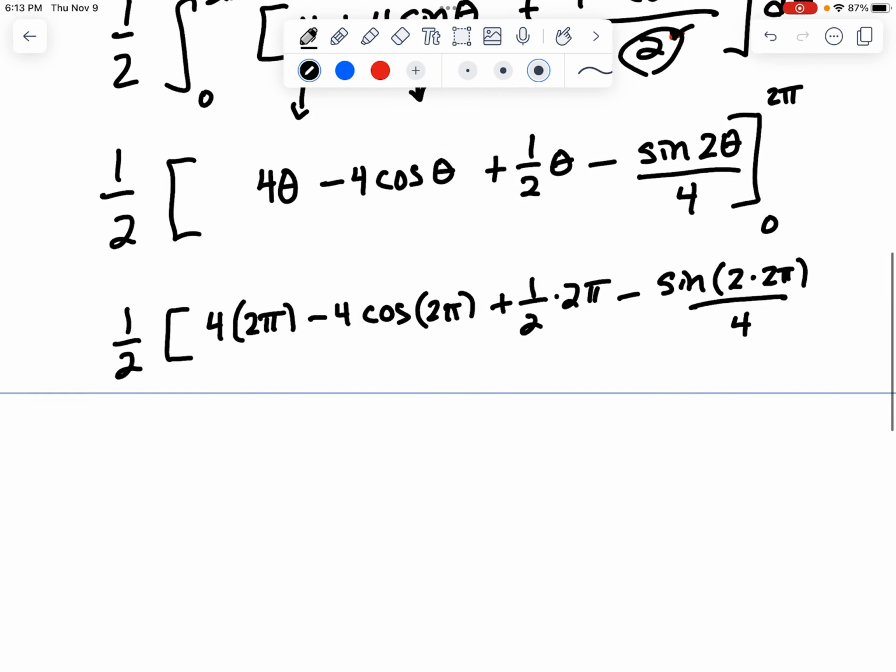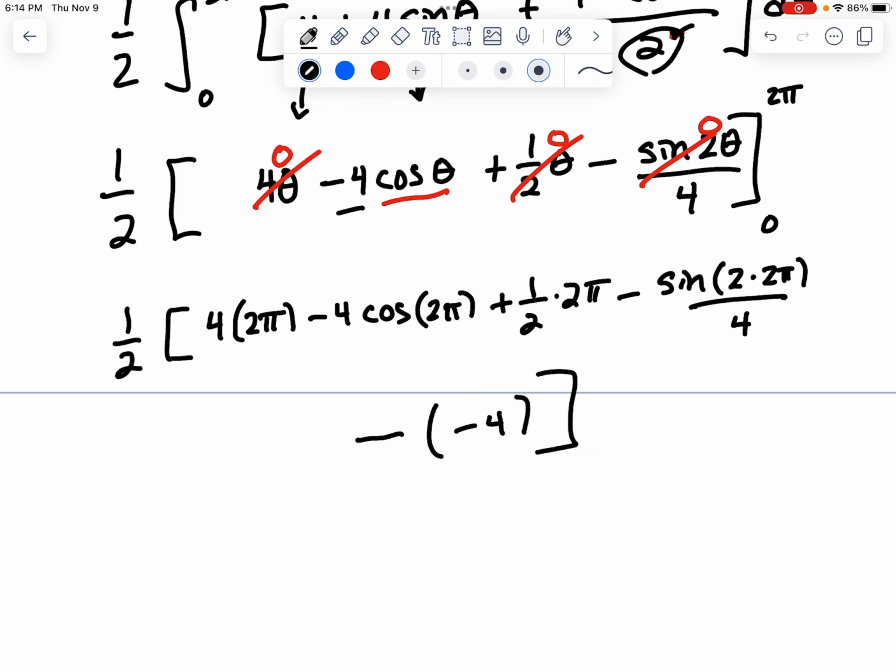And then we need to say minus when you substitute the 0. But when you substitute the 0, that would be 4 times 0. This would be 1/2 times 0. And this would be sine of 0. So when you substitute the 0, all of these are gone. All that's left is this one, which is cosine of 0. And cosine of 0 equals 1. So it's going to be a -4 times a 1.